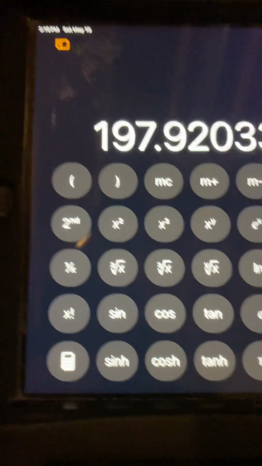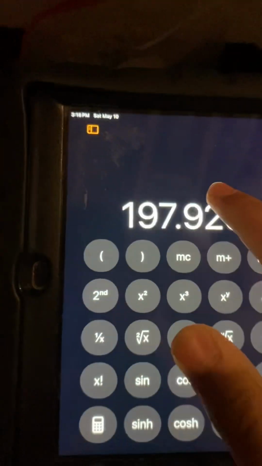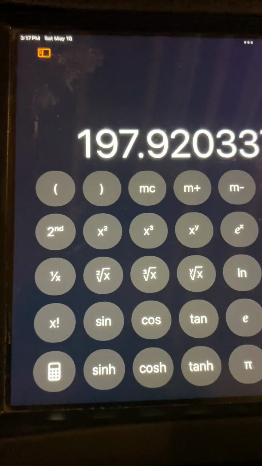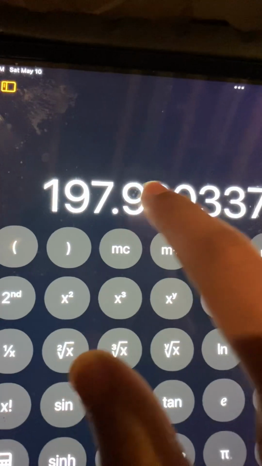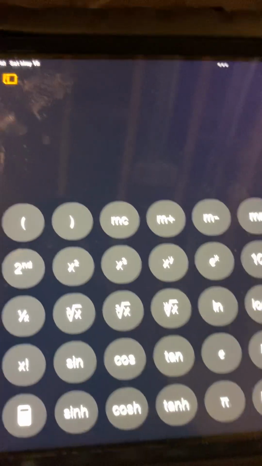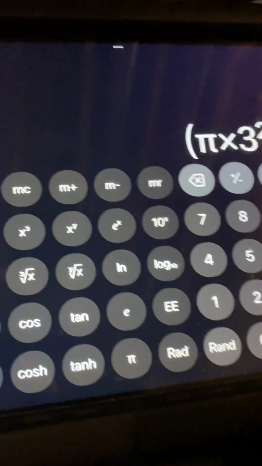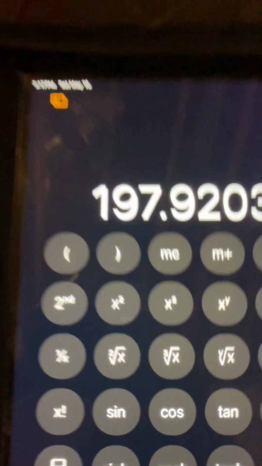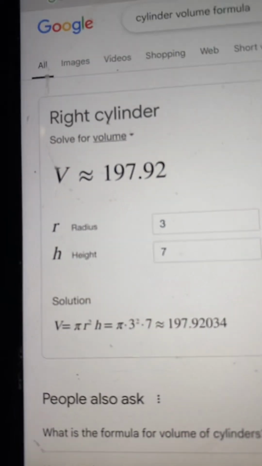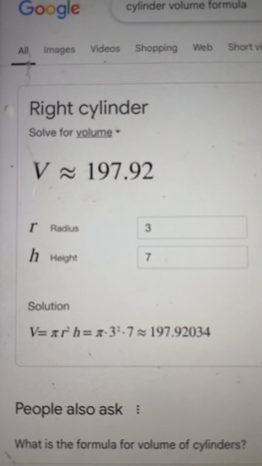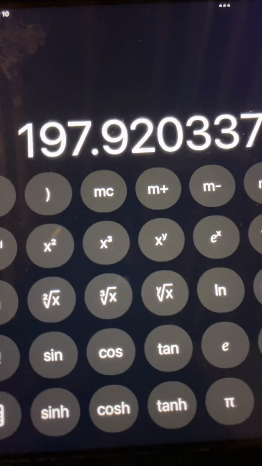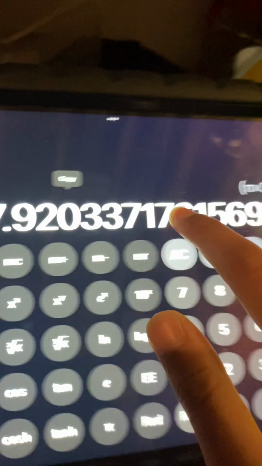197.9 if rounded to the nearest tenths, or 198 if rounded to the nearest whole number, because the 9 makes the 7 round up 1, which makes 198. But if we want to round it to the nearest tenths, then the 2 will round down, leaving the 9. So it's 197.92, or simply 197.9. So, yeah. And if we look back, that's the exact same answer. 197.92 is the same as 197.92, without these digits anyway.